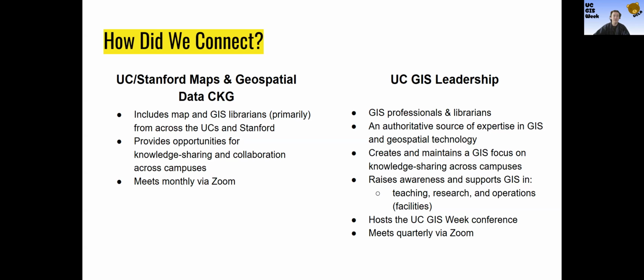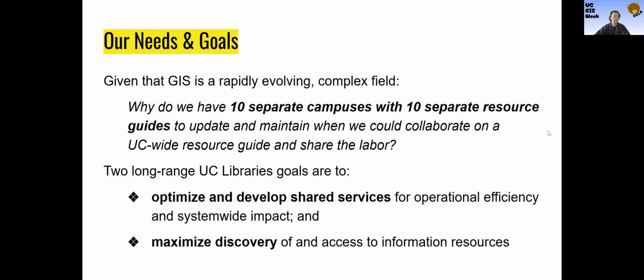Our second group where we connected was UC GIS Leadership. UC GIS Leadership is the organization that puts on UC GIS Week every year. It meets about quarterly. While many of the folks from the CKG are involved in UC GIS Leadership, it is a broader group that includes GIS professionals in a variety of roles beyond the libraries on our UC campuses. We work to share knowledge across our campuses and support GIS roles with teaching, research, and outreach. Through these two groups, we were able to connect for the GeoConnect work.